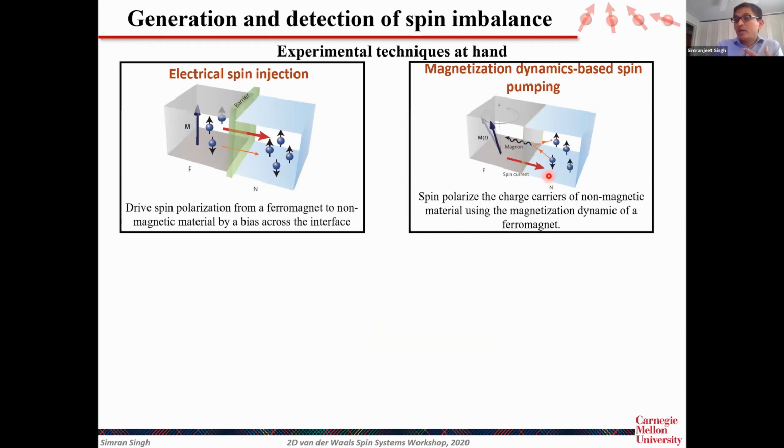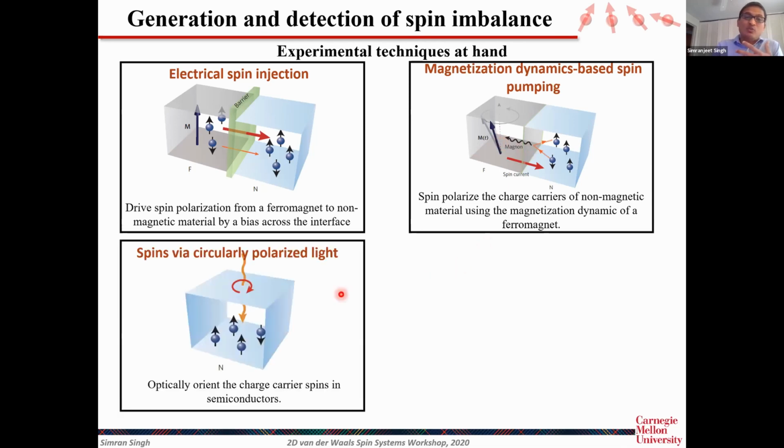Also, you can employ a magnetization dynamics based spin pumping method, where you use the precession of a ferromagnet to transfer angular momentum from a magnetic system to a non-magnetic material. And we also have a technique based on optics, where you can use circularly polarized light to optically orient charge carrier spins in a semiconductor. And particularly in the context of 2D, this is what has been done for transition metal dichalcogenides.